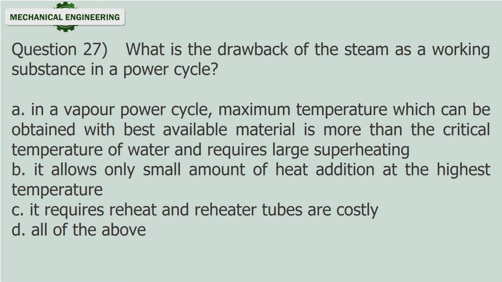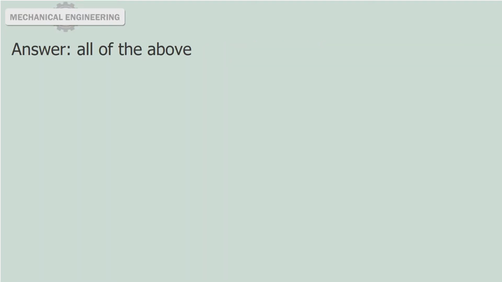Question 27. What is the drawback of the steam as a working substance in a power cycle? A. In a vapor power cycle, maximum temperature which can be obtained with best available material is more than the critical temperature of water and requires large superheating. B. It allows only small amount of heat addition at the highest temperature. C. It requires reheat and reheater tubes are costly. D. All of the above. Answer: all of the above.